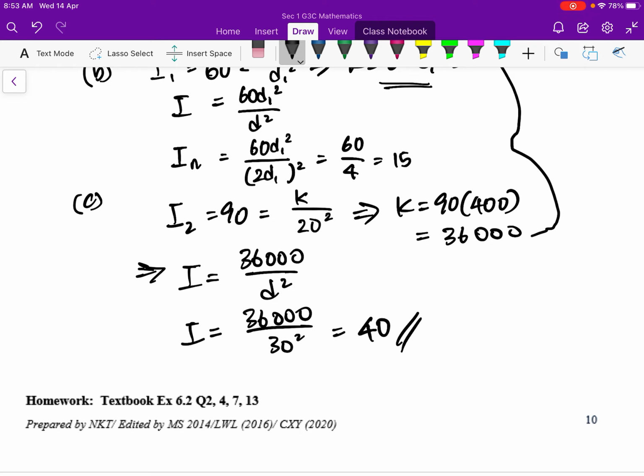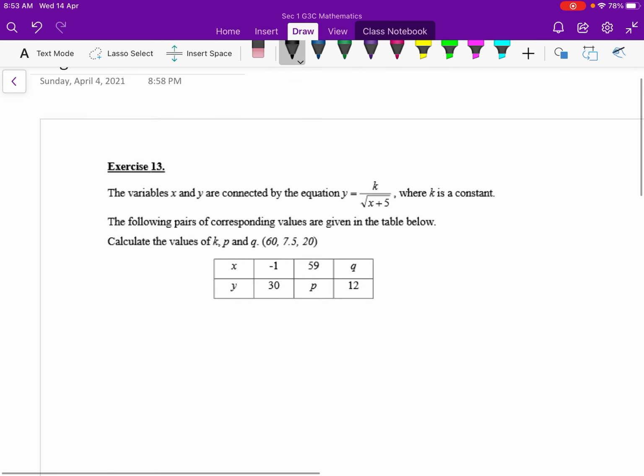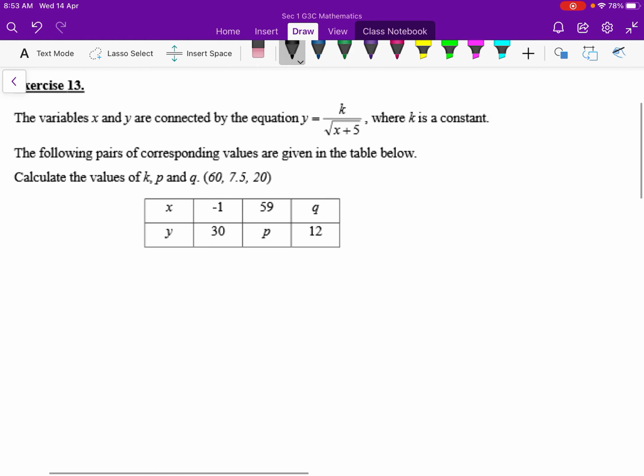Anybody needs more time? Next page. Okay, this one is simple.